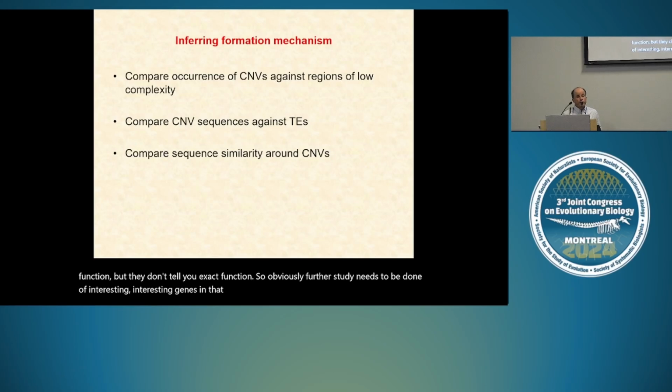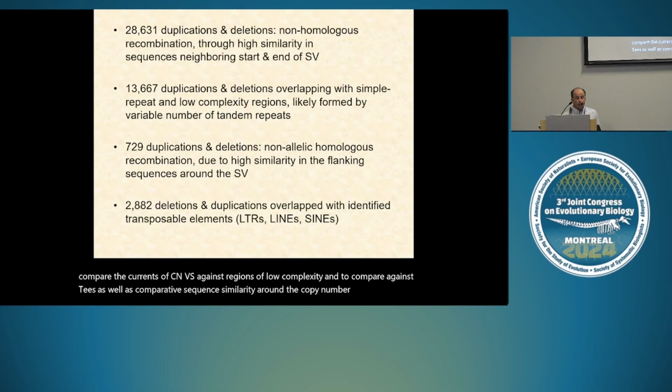Ihan also had a very interesting idea that she got from reading the human literature about inferring formation mechanisms, and this was to compare the occurrence of CNVs against regions of low complexity, and to compare against TEs, as well as comparative sequence similarity around the copy number variants. And here's a summary of the results. The largest number of these seem to form by non-homologous recombination, and the evidence for that is high similarity in the sequences neighboring the start and end of the CNV.